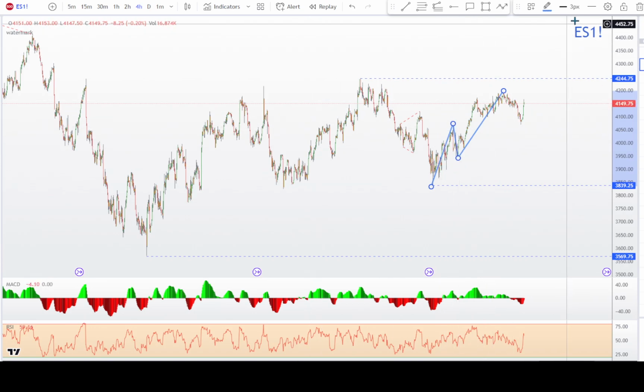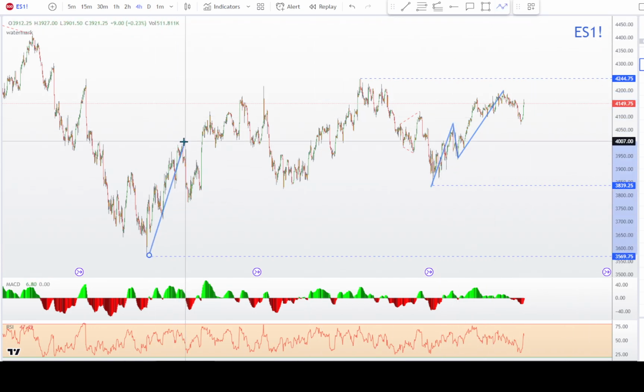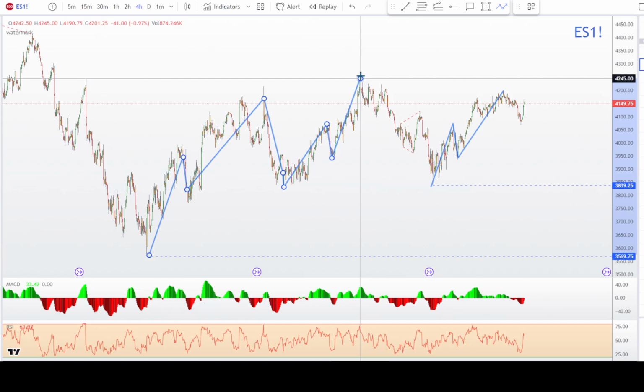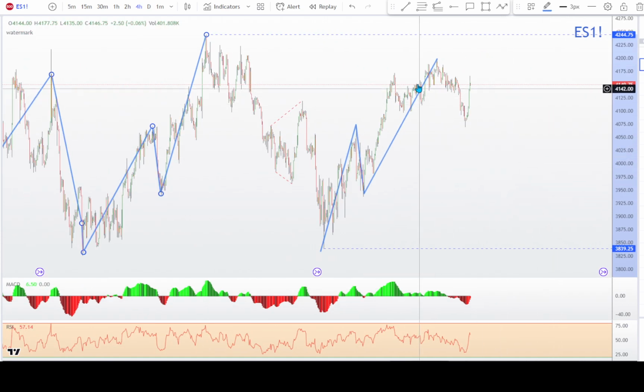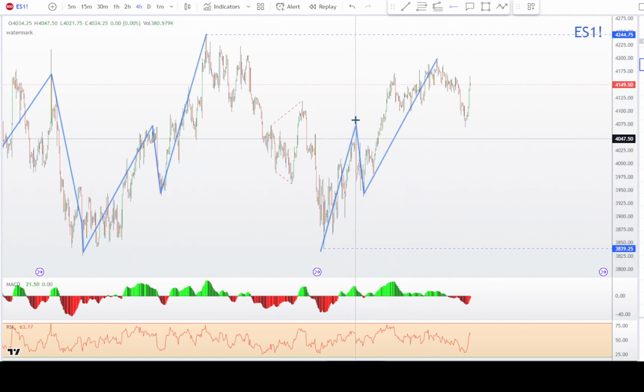It looks to me like this is 1, 2, 3, and then this is 1, 2, 3, and then this was 1, 2, and 3. So if this was a leading diagonal, I'd go, okay, that'd be 1, 2, 3, here's 3 waves down, this was 4, and now we need to go in 3 waves for 5. But if this is 3 waves, and then they came down in 3 waves now, and that was the other key level that they broke over here.